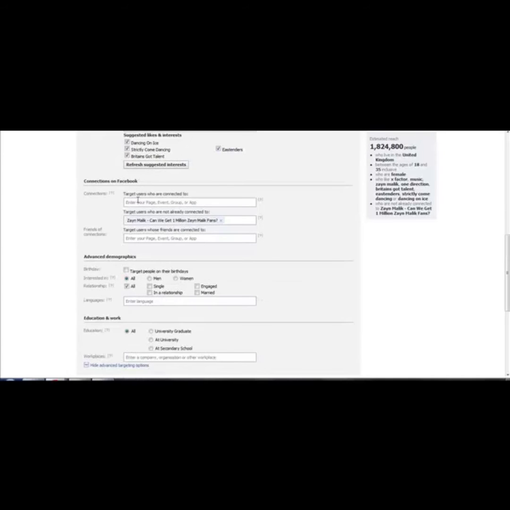Okay, and next once you've done that, you can just head over to advanced demographics. I usually miss this bit out. Connections on Facebook. Let me just go to advanced demographics. Here you can target the people who are single, in a relationship, engaged, married. What I usually do is I click on all. Interested in men, because we're targeting women. But again, if you want to even things out, you can just click on all, leave this out. And education and work, I usually leave that out.